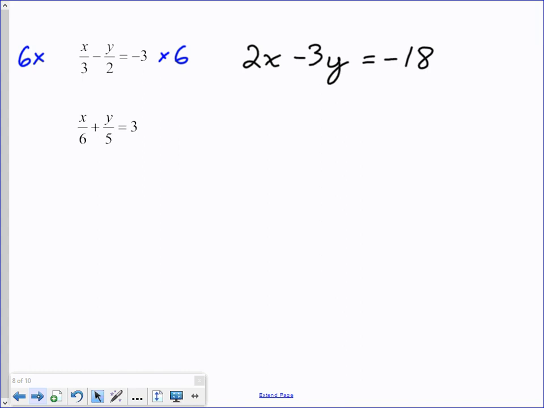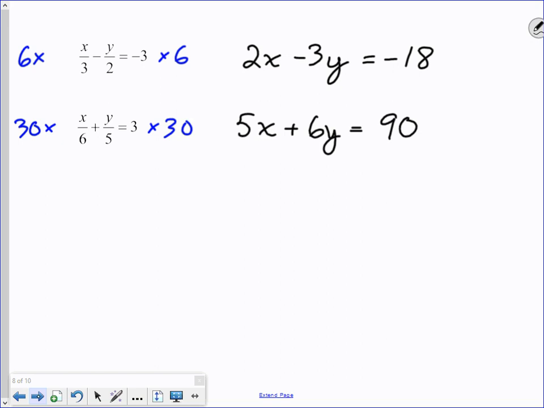For my second equation, my common denominator would be a 30. So I'm going to multiply by 30. Okay, remembering to multiply all terms by 30 here. So 30x divided by 6 is going to give me 5x. 30y divided by 5 is going to give me 6y. And 3 times 30 gives me 90.